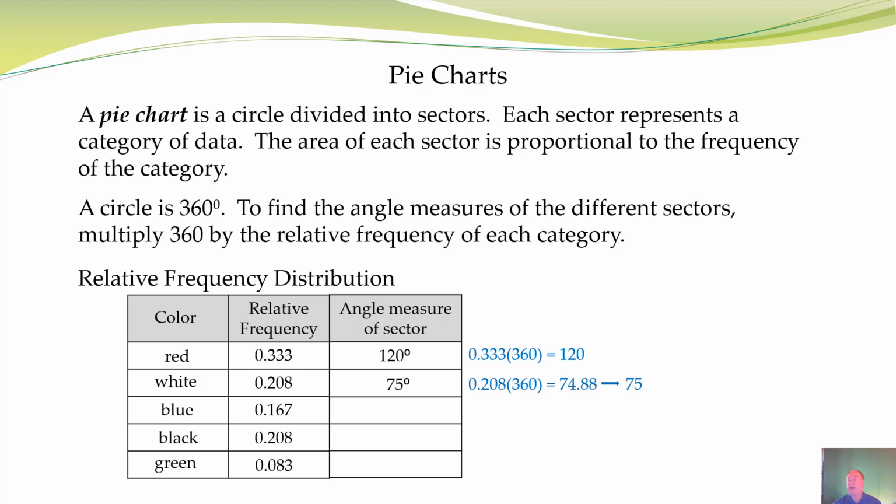And 0.208 times 360 would be 74.88, but for simplicity, we're just going to make it 75 degrees. And 0.167 times 360, 60.12, rounds off to 60 degrees. And then we would have 75 degrees, and the last one would be 30 degrees. So those would be the angle measures of the sectors.